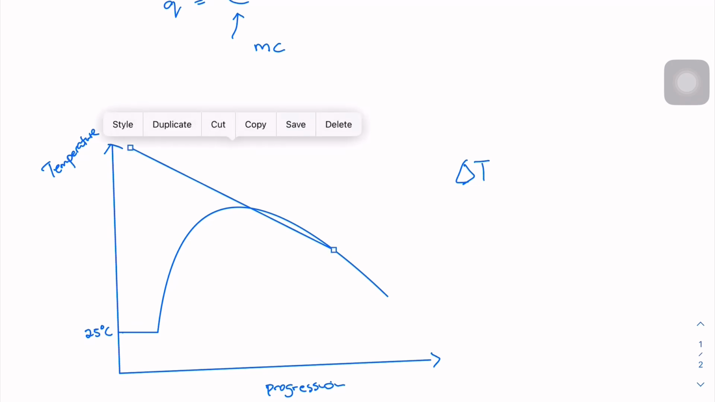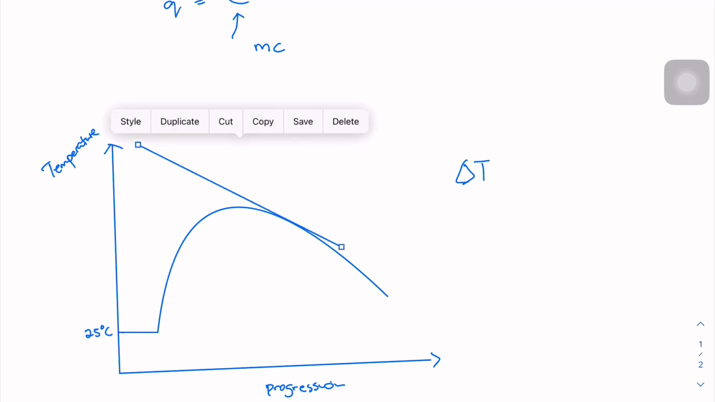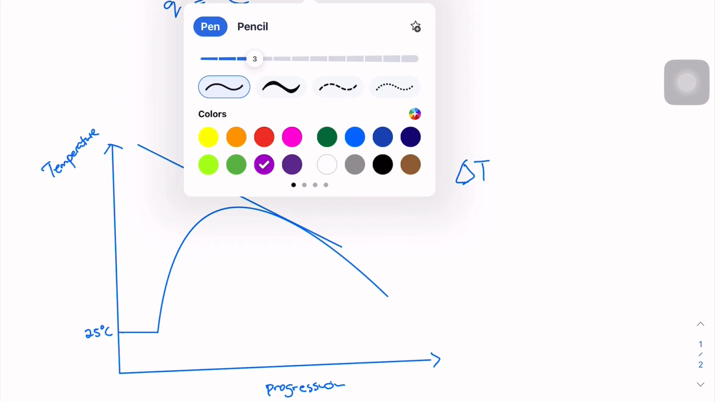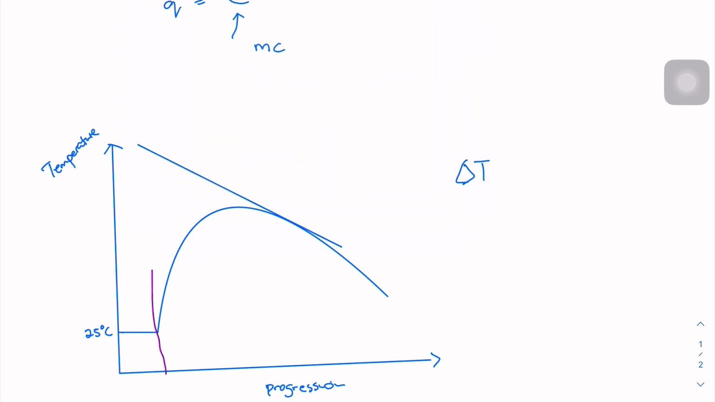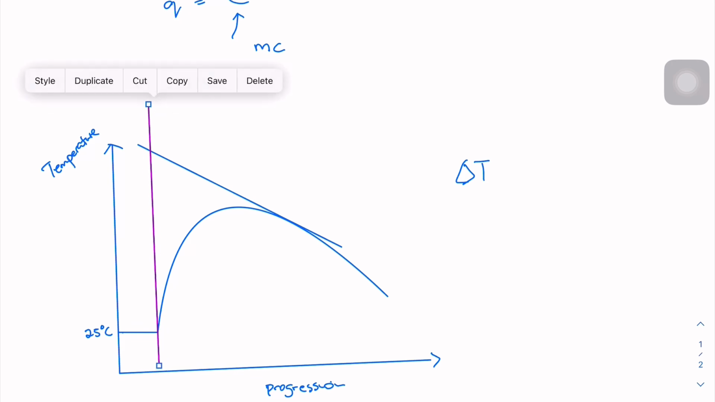And the way that we do that is we create a tangent line that extrapolates all the way to the initial temperature. So you draw a line from this point. Oops. This is not straight. There we go. You draw a line that coincides with the point at which you added the two substances and the temperature started to increase, and the tangent line that we have over here, and then our T final is going to be where these 2 points intersect.